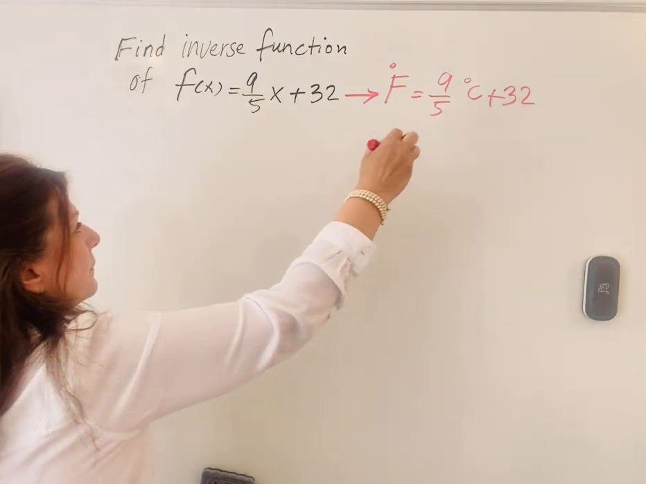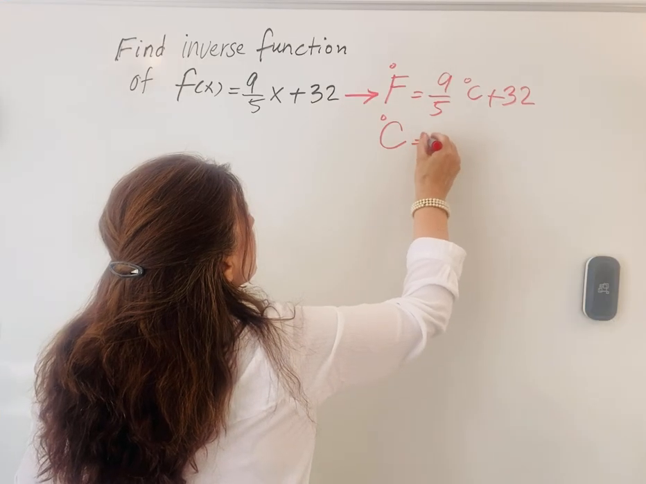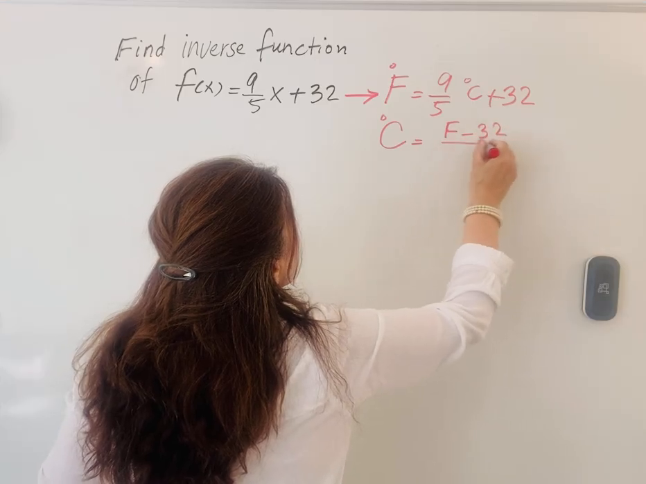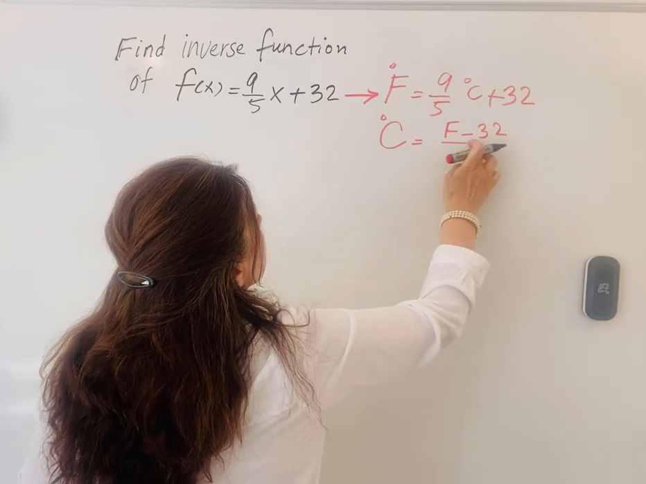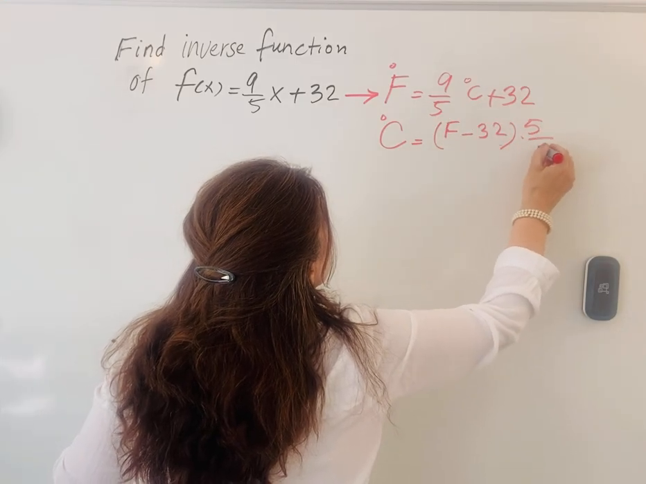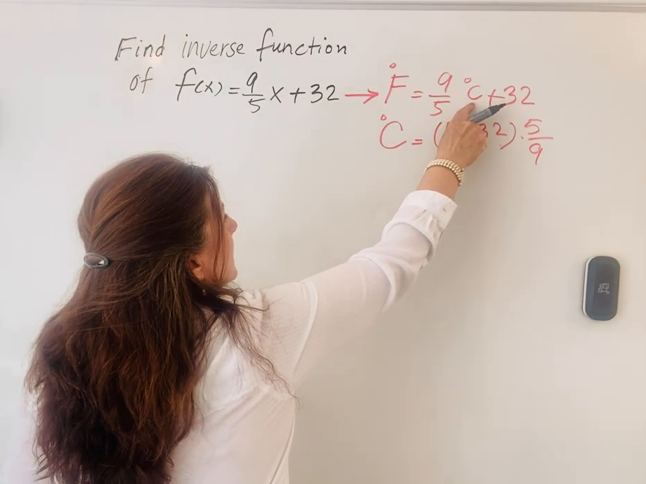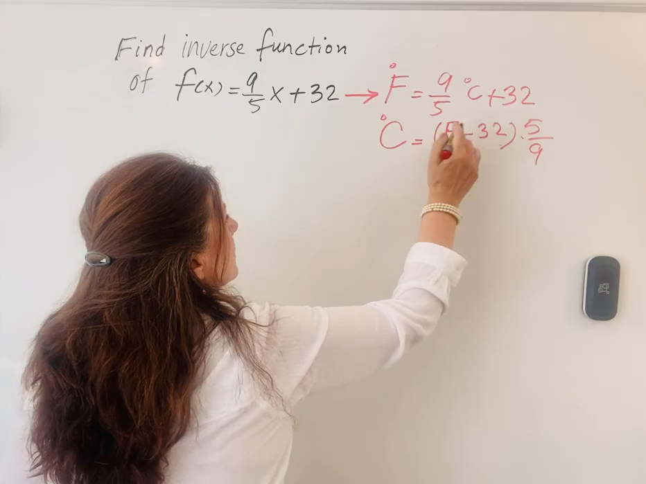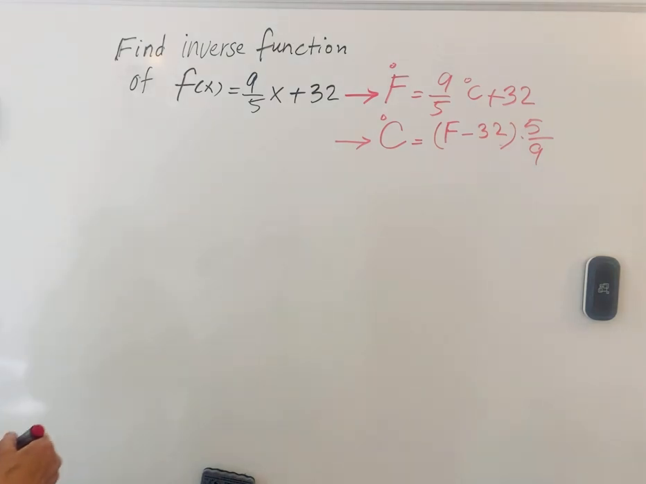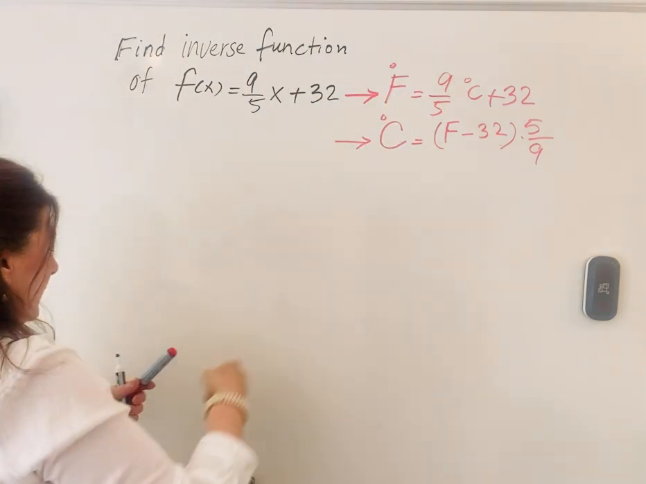We did this before. We found this one, C, for example centigrade, was F minus 32 times 5 over 9, right? These were two functions: we convert centigrade to Fahrenheit, and Fahrenheit to centigrade. Now today I want to show you that these two functions are inverse to each other.